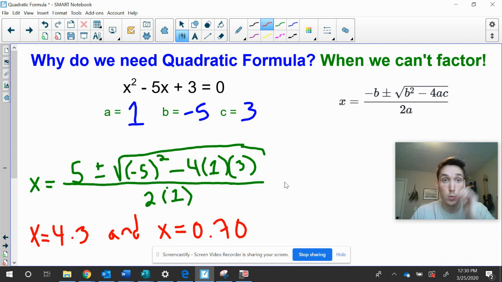So here's why we need the quadratic formula, because we could not factor this. We couldn't solve it by square root, but we use our trusty quadratic formula and we get our answers, right? It's as easy as plugging things in and plugging it into the calculator.